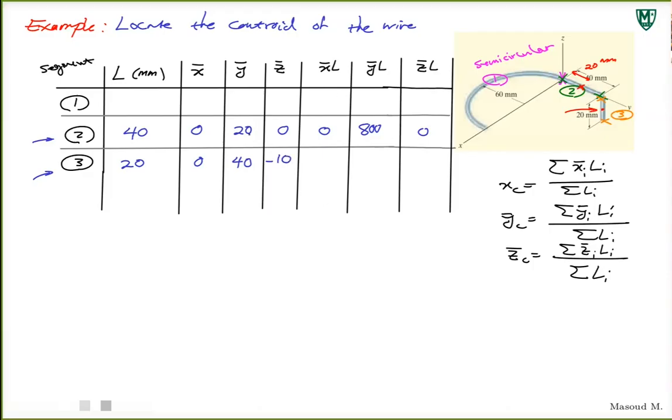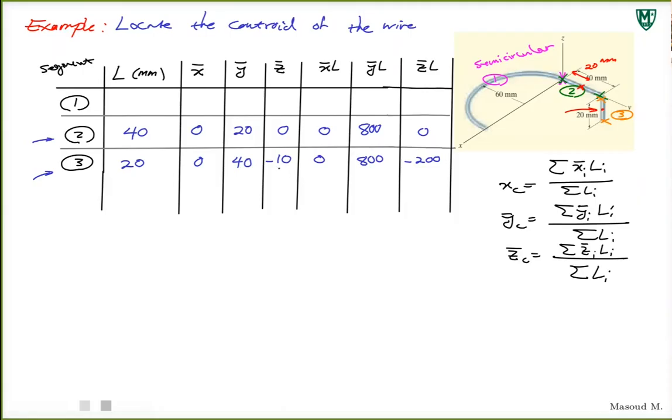Right. Now for this segment, X bar L gives you 0, since X bar is 0. Y bar L gives you 40 times 20, which is 800. And Z bar L is minus 10 times 20, which gives you minus 200. That's for segment 1, segment 2, and segment 3. I will show how this table is going to help us calculate those 3 fractions.